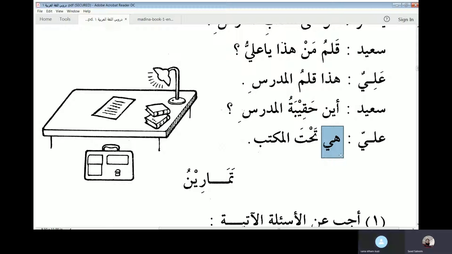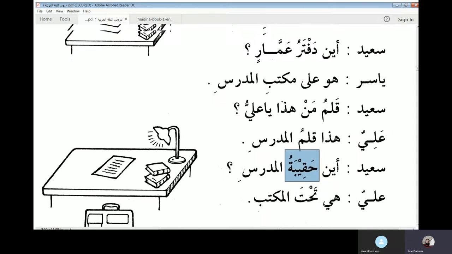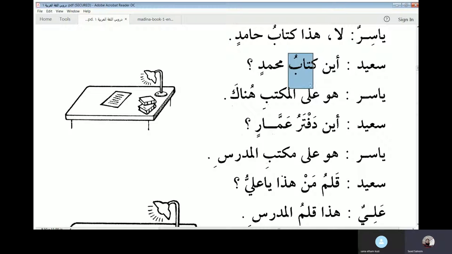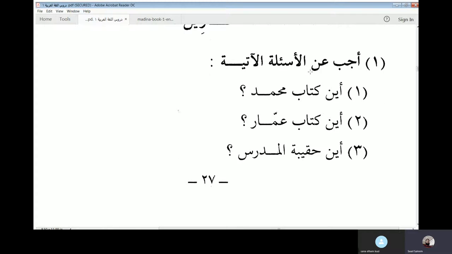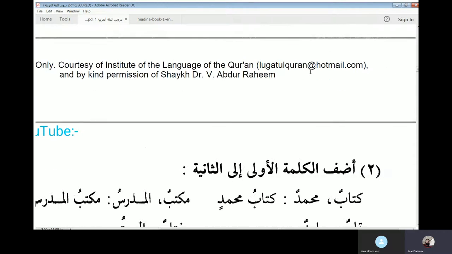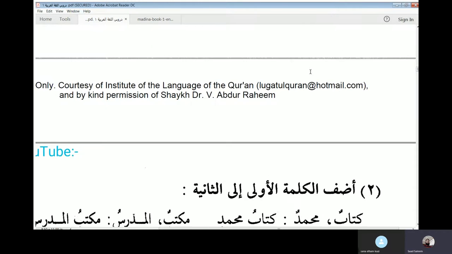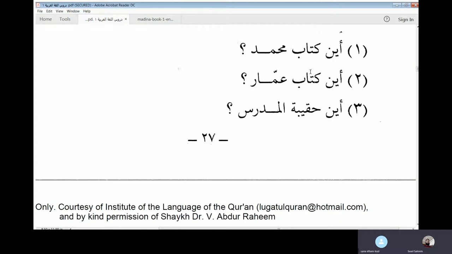But why are we using hiya? Why are we not using huwa for the haqiba? Because of the ta marbuta. Yes, ta marbuta tells us that haqiba is a feminine word, and kitab is a masculine word. That's why we are using huwa for the kitab. Okay, Tamarin, exercises: ajibu ilal asilatil aati. Answer the following questions. We have three questions, okay? Answer.